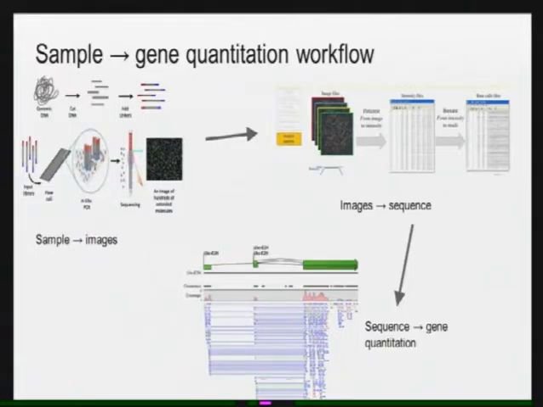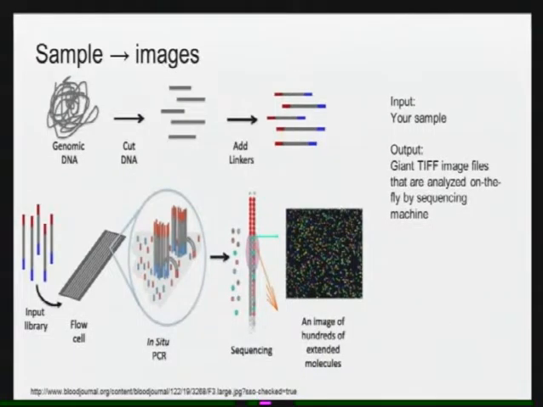Okay. So if we were doing RNA-seq, obviously we wouldn't be starting with genomic DNA. We would be starting with RNA. But keep in mind that's just kind of a placeholder for whatever you start with for your sample. So the first step is just getting from your sample to an image. How do we do that?